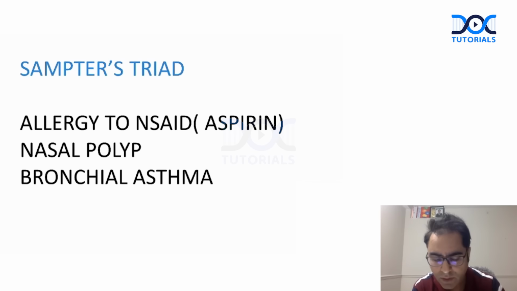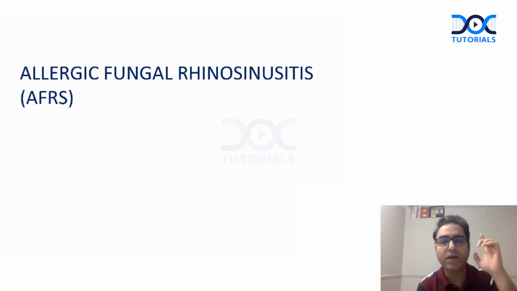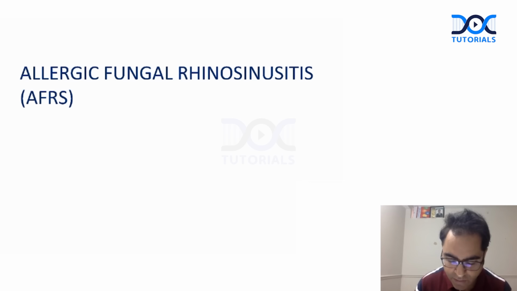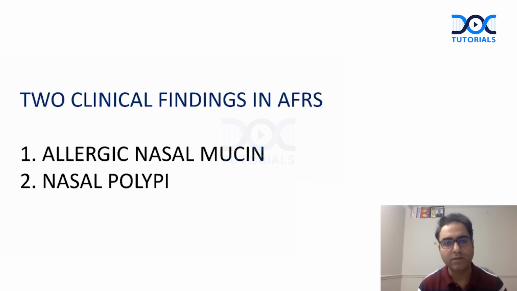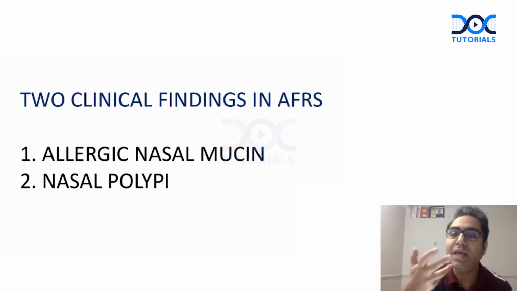Again, a very important topic: allergic fungal rhinosinusitis, AFRS. This fungal infection is seen in immunocompetent patients, and it's a type 1 hypersensitivity reaction. In AFRS, you see two clinical findings. Number one, the typical allergic mucin in the nose, which is very thick, resinous, like peanut butter. Under the microscope you will see fungal hyphae, eosinophils, and Charcot-Leyden crystals.